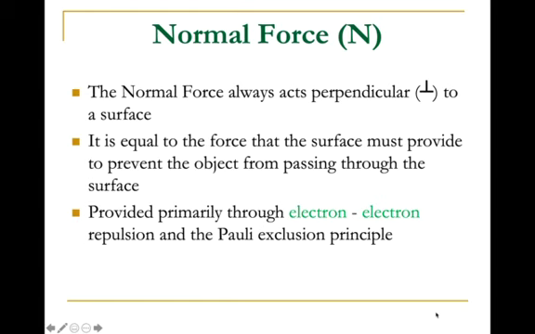Normal force, unfortunately, is usually abbreviated with a capital N, which is the same as the abbreviation for the unit of force. Please don't let that confuse you.